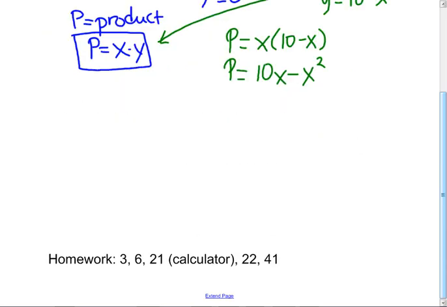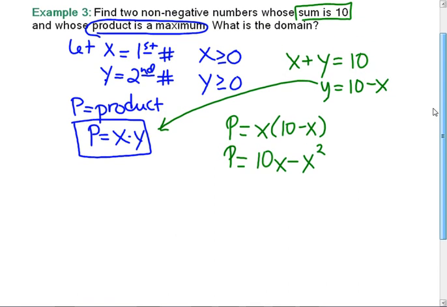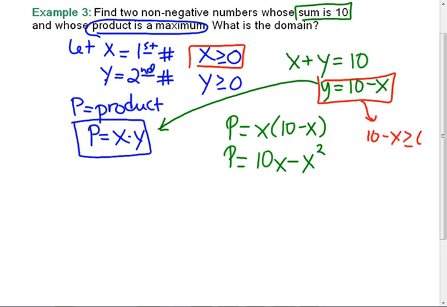Okay, you guys want to take the derivative right away or find the domain? I almost have it. I have part of it. X has to be greater than or equal to 0, y also has to be greater than or equal to 0. So here's y. So 10 minus x has to be greater than or equal to 0. Highest number is 10. So the interval is 0 to 10. Okay, so let's take the derivative. So I've got two candidates right here.